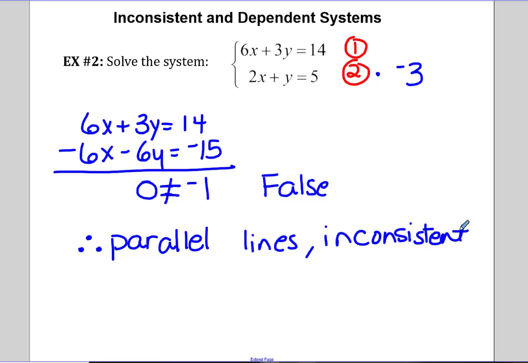Now you could have tried that by solving for y, and you would have found that in slope-intercept form, they would have had the same slope and two different y-intercepts, and that would be another approach to take as well.